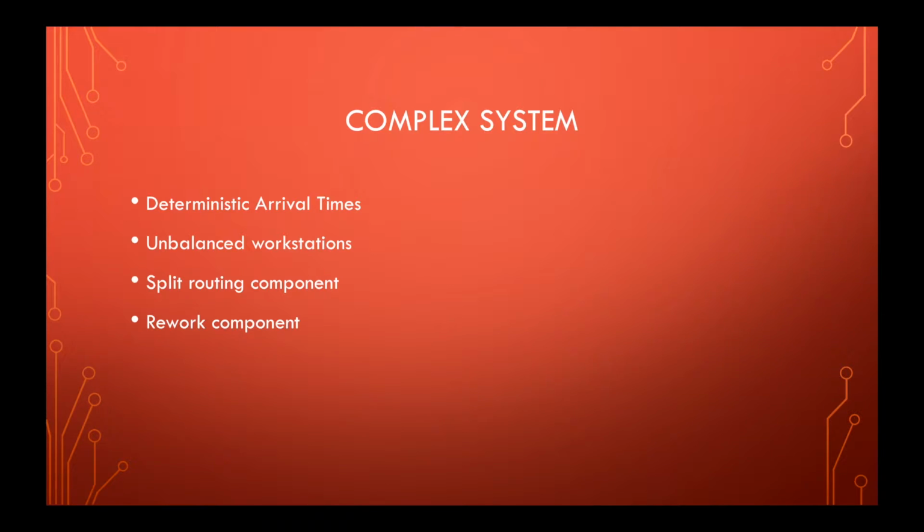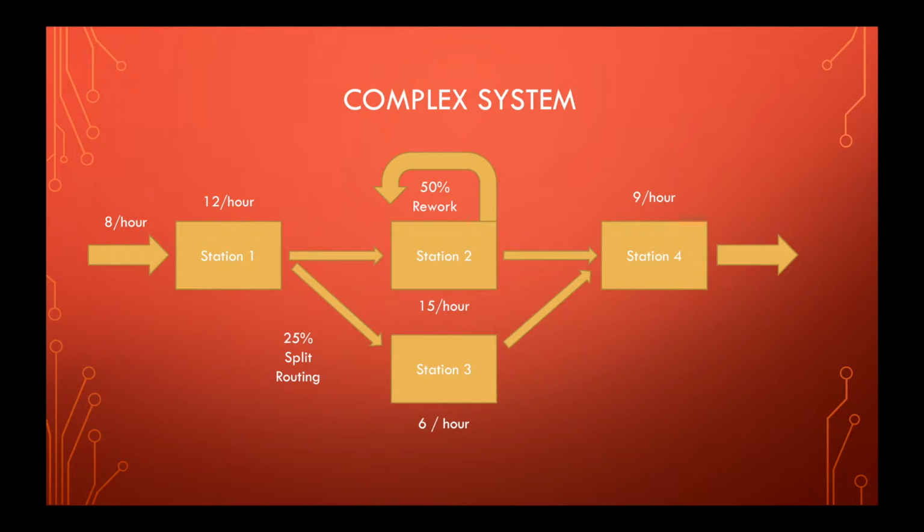Both of these will cause a change in the arrival rates to the new workstations. Let's go ahead and review the system itself. As you can see, it has an arrival rate of 8 units per hour, and then it goes to Station 1, where it has a processing rate of 12 units per hour. From there, there's a split routing, where 75% of the products will go to Station 2, and 25% of the products will go to Station 3.